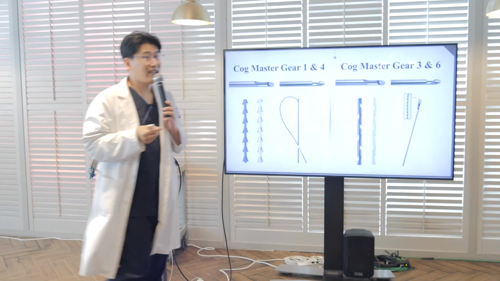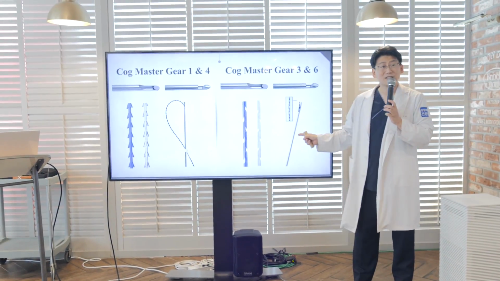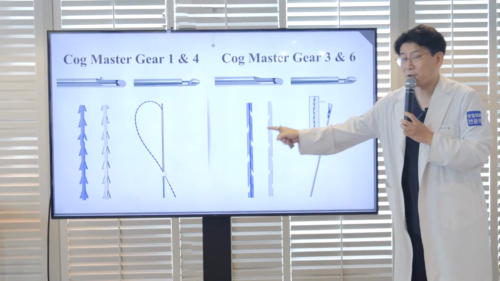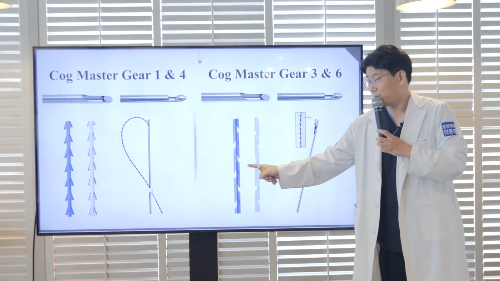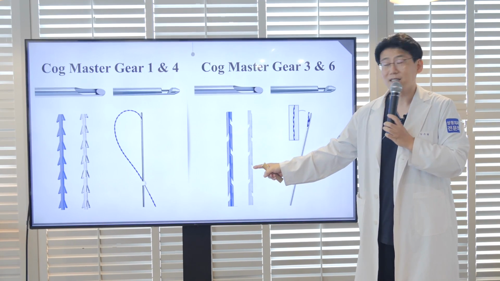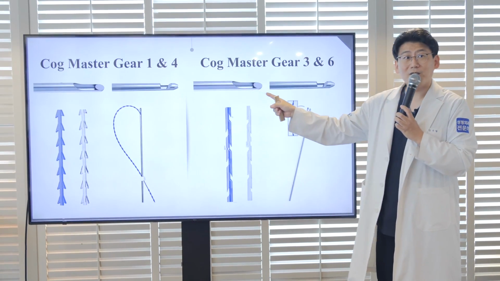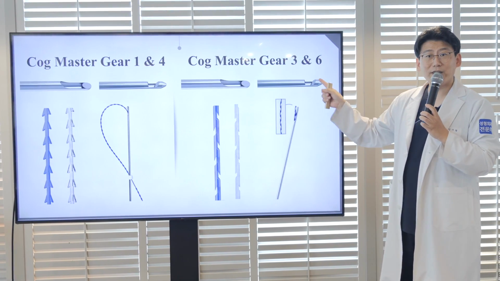Cog Master Gear 3 and 6 are negative cog. They also have two models, PDO and PLACL. Blue is PDO, the white one is PLACL. Cog Master Gear 3 is loaded on an L-type cannula, 6 is loaded on a WA-type cannula.